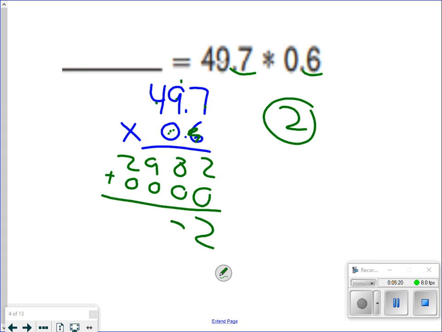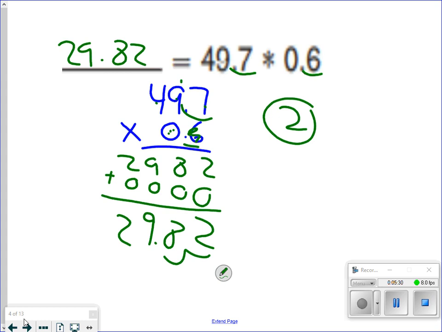I've got a 2, I've got an 8, I've got a 9, and I've got a 2. 2 spots after the decimal, 2 spots after the decimal. I've got 29.82. I love it. Let's keep cruising here.